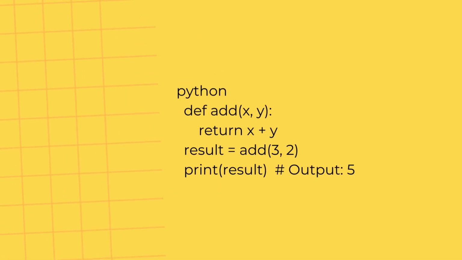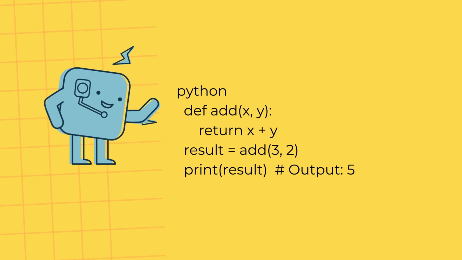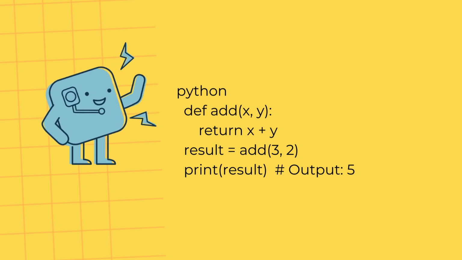Python: def add(x, y): return x + y. result = add(3, 2); print(result) # output: 5. Here, the add function returns the sum of x and y, which is then printed.